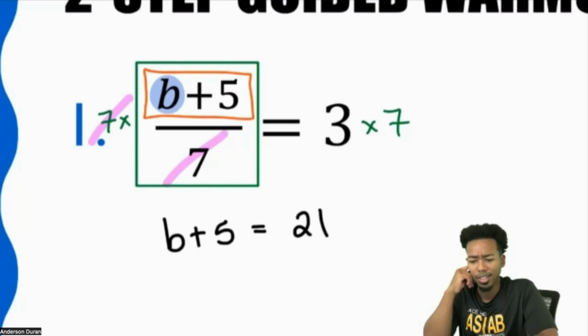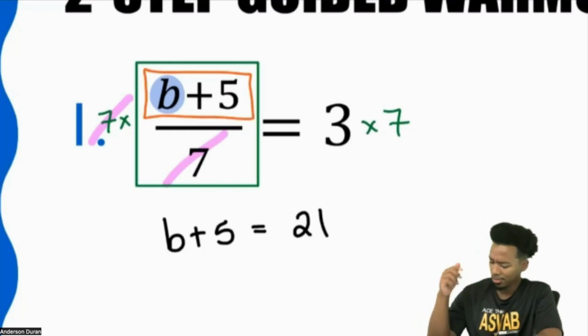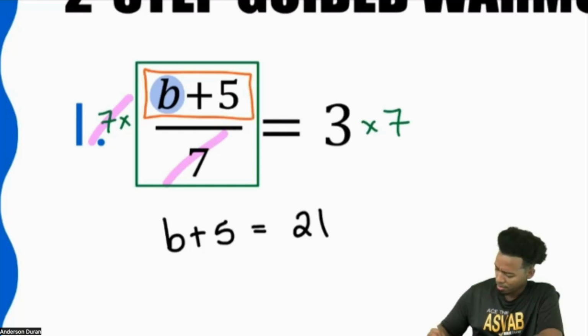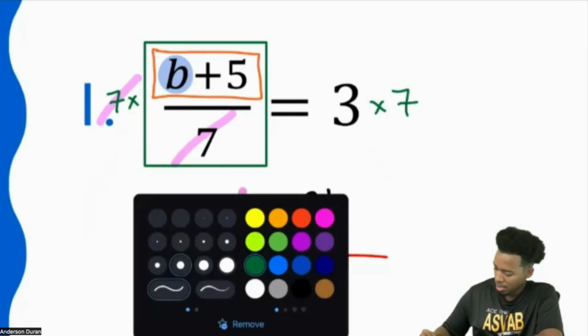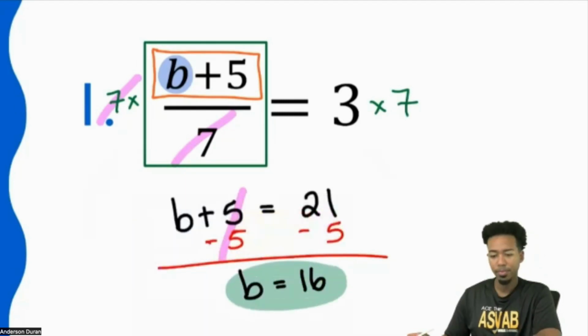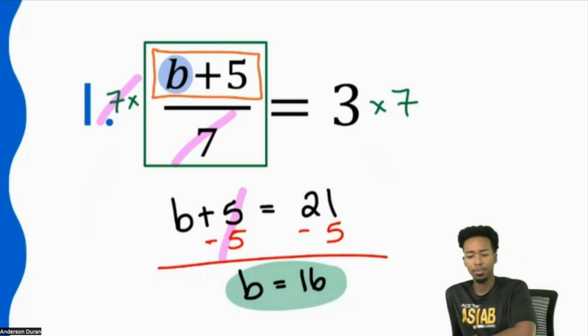Yeah, because the last thing we've got to do here is subtract 5 on both sides. That's right. And so once we do that, boom, that cancels, and we've got b equals 16. And there's our answer.